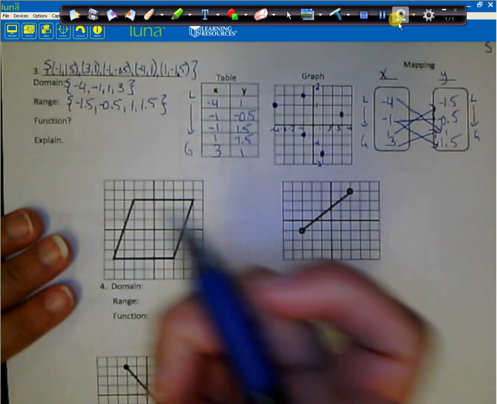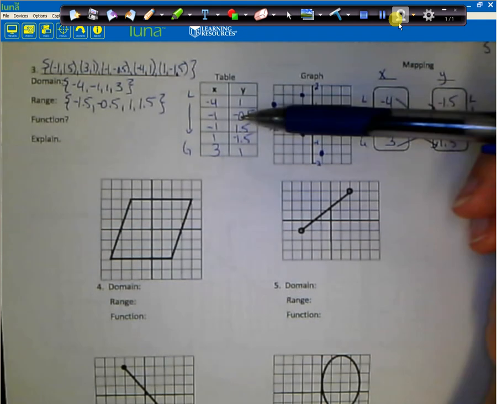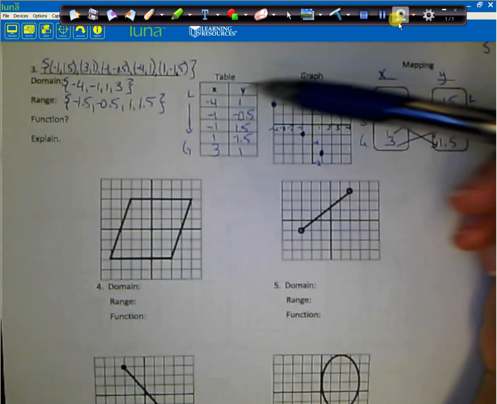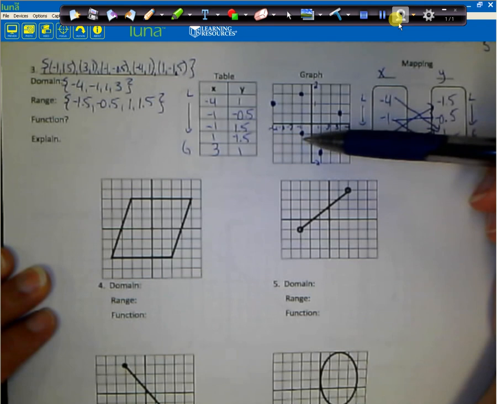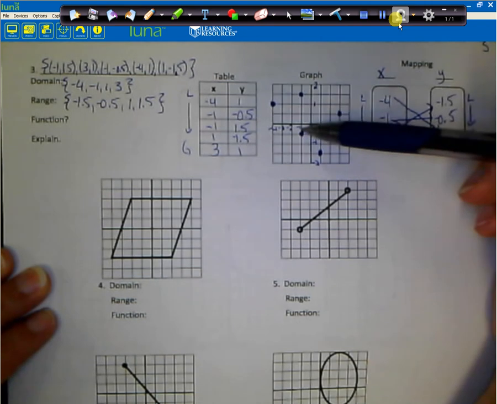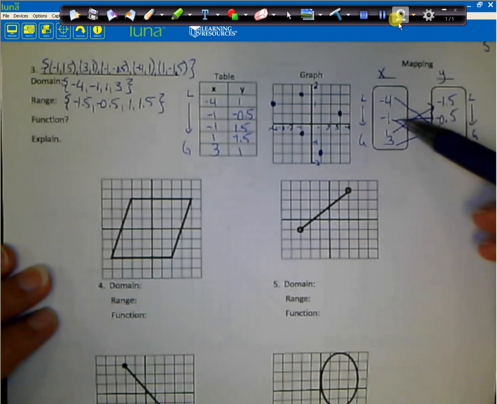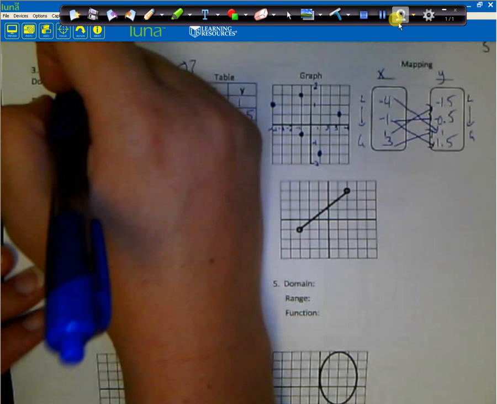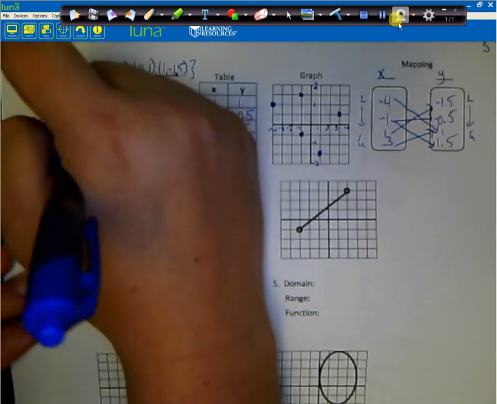And then we're going to tell whether or not it's a function. So we can do several different things. We can see if we have x's repeating, and we do right here. We have 2 negative 1s. Or if I use the vertical line test for my graph and I draw a vertical line right here, it's going to touch in 2 points. It's going to touch here and here. Or if I look at my mapping, the negative 1 has 2 different arrows drawn from it. So this is not a function. So function, no.